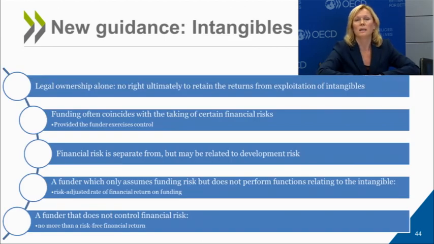Then in relation to intangibles, another very important part of the work. As I said earlier, legal ownership alone does not give a right to ultimately retain the returns from exploitation of the intangibles. The anticipated returns will go to the important functions, which are the functions in relation to development, enhancement, maintenance, protection, and exploitation of the intangible. However, funding is also very important.